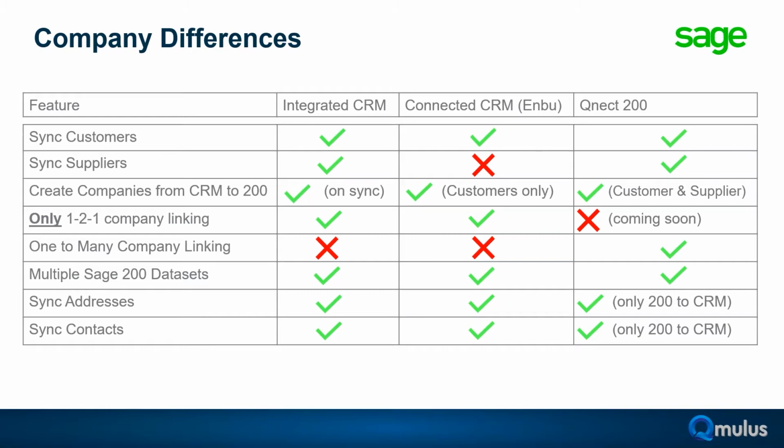And the reason behind this is, if you can imagine having a one-to-many link, and in CRM we update the company address and it's linked to 10 different trading companies.